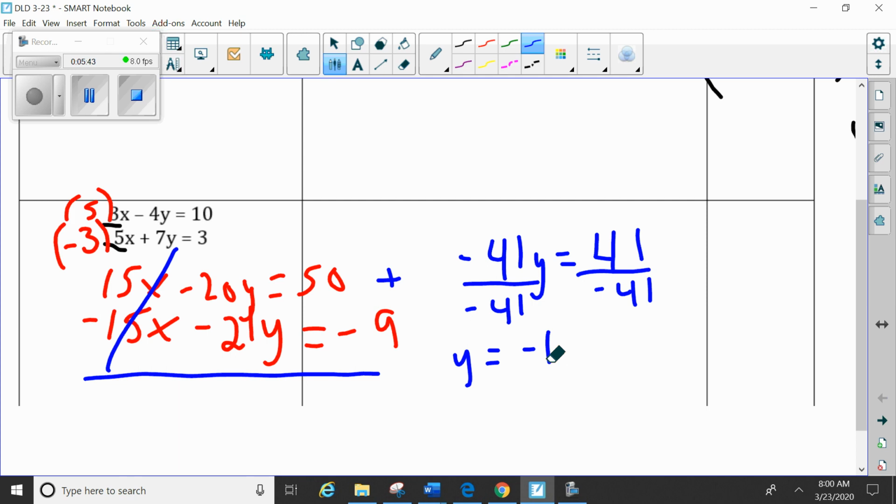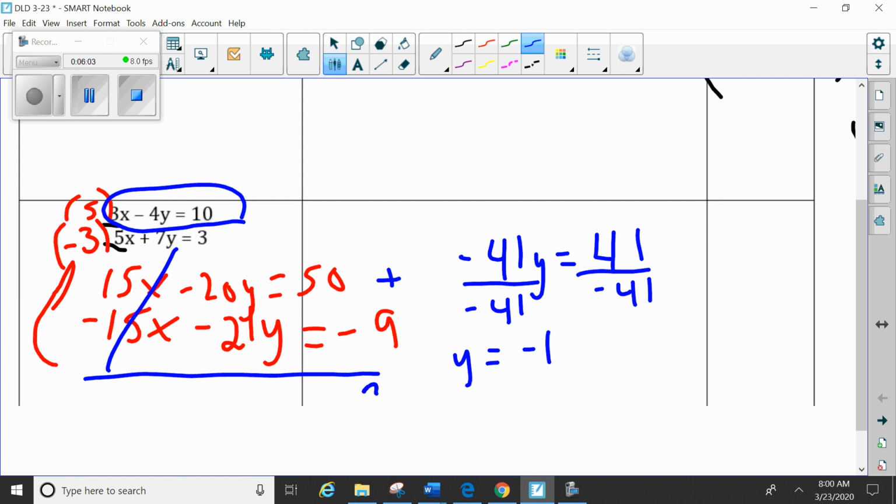Okay, so now I got to take my y, and guys, you do not have to plug it into one of the equations that you've recreated over here. Okay, keep it simple and plug it into an equation that has smaller numbers.